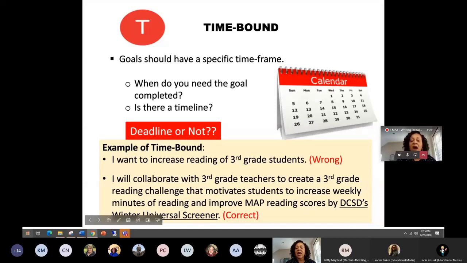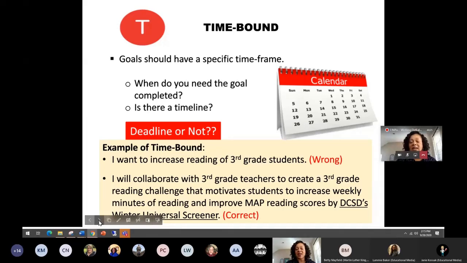So I hope I have explained SMART better for you. Just remember, when you're writing your goals, to be specific, to make sure your goal is measurable, attainable or achievable, relevant to your job, and have time associated with it. It has to be time bound. Thank you. I hope that helped.